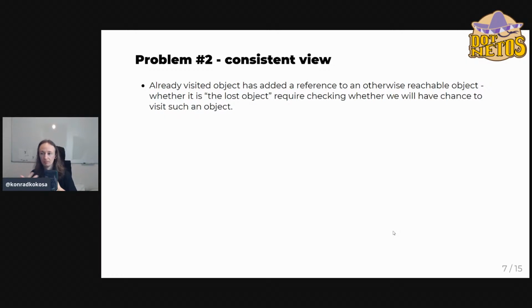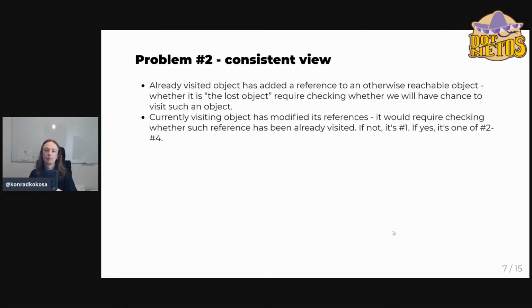Maybe it was from this particular moment in time that it will not be visited, and so on and so on. So it simply means we need to track the reachability of this new object, the object to which we have changed the reference, to know whether there is a lost object problem or not.